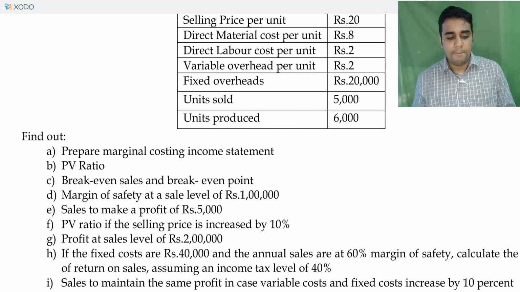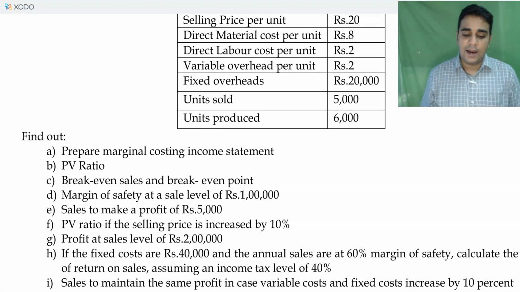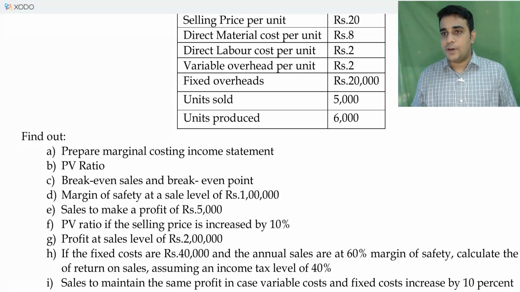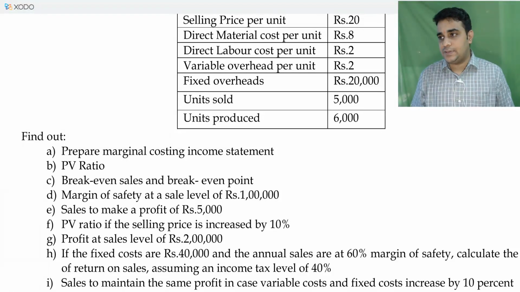Then margin of safety at a sale level of 1 lakh. They have asked for margin of safety. They have given the sales level. The margin of safety will keep changing based on the sale level, because if you have more sales, more can be margin of safety, lesser sales, lesser can be margin of safety. Break even point does not change based on the actual sale.